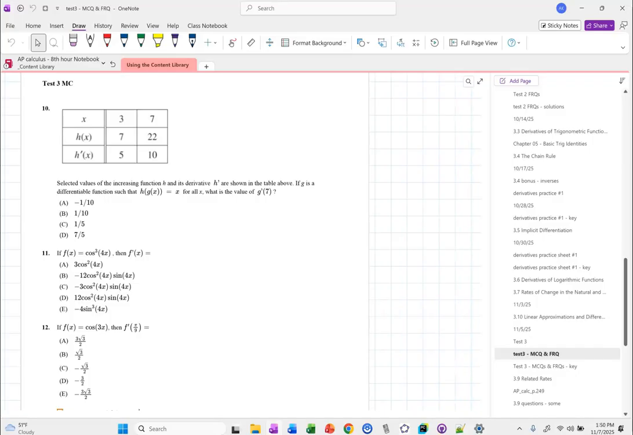All right. So it says selected values of the increasing function h and its derivative h prime are shown in the table above. If g is a differentiable function such that h of g of x is equal to x for all x, what is the value of g prime of 7? Okay. What is the key piece of information given to us here in this problem that tells us how to start?